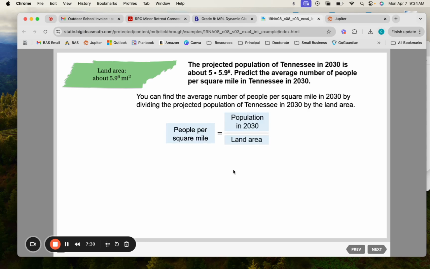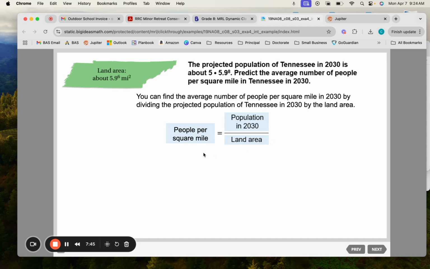So first, let's write our equation. Stop talking, or you can have an extra assignment. So we have our people per square mile, which would equal the population in 2030 divided by the land area.